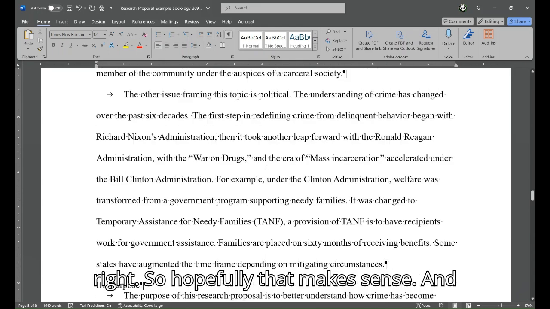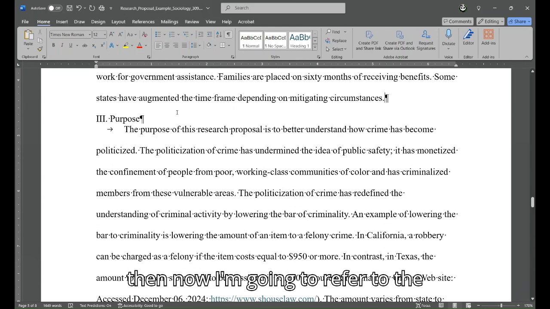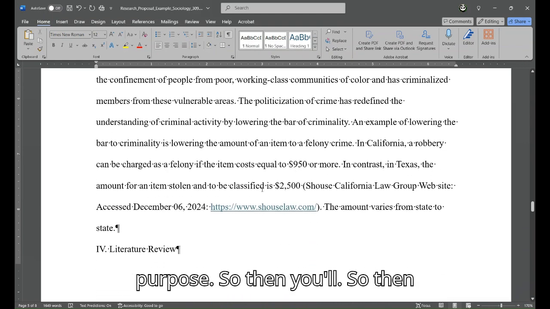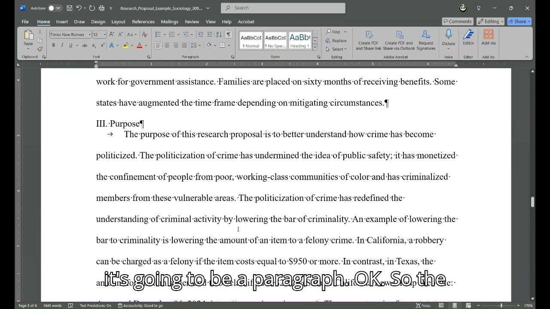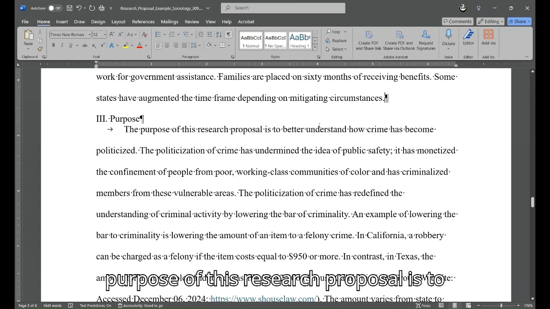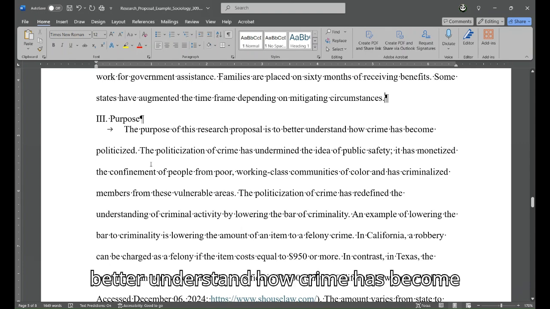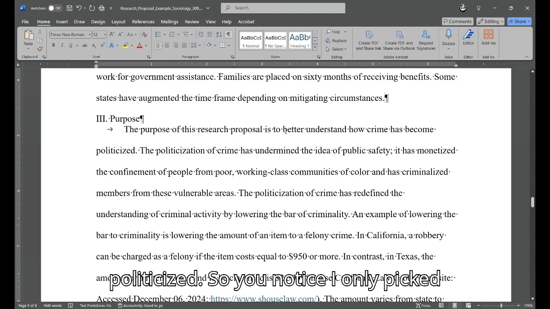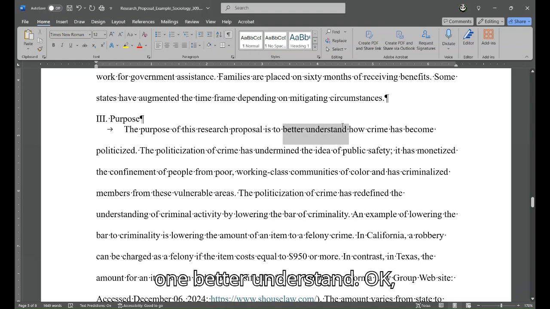All right. So hopefully that makes sense. And then now I'm going to refer to the purpose. So then it's going to be a paragraph. Okay. So the purpose of this research proposal is to better understand how crime has become politicized. So you notice I only picked one, better understand. Okay. And this is what I wrote.